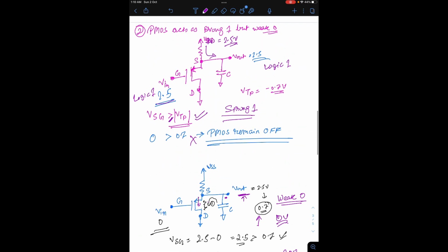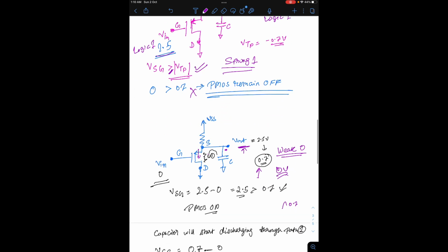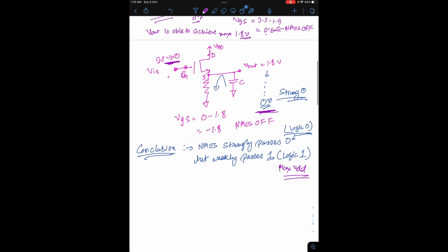So you can again take a look at this diagram. For 2.5 volt, I am getting 2.5 volt, but when I am giving 0, then it goes down to 0.7 volt and then stops, because after that the condition will not be satisfied and this PMOS will turn off. Similarly goes with the NMOS.